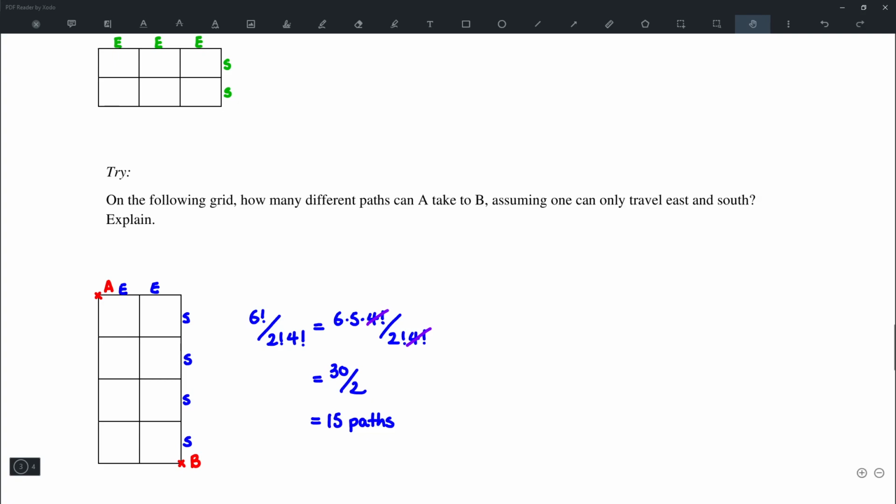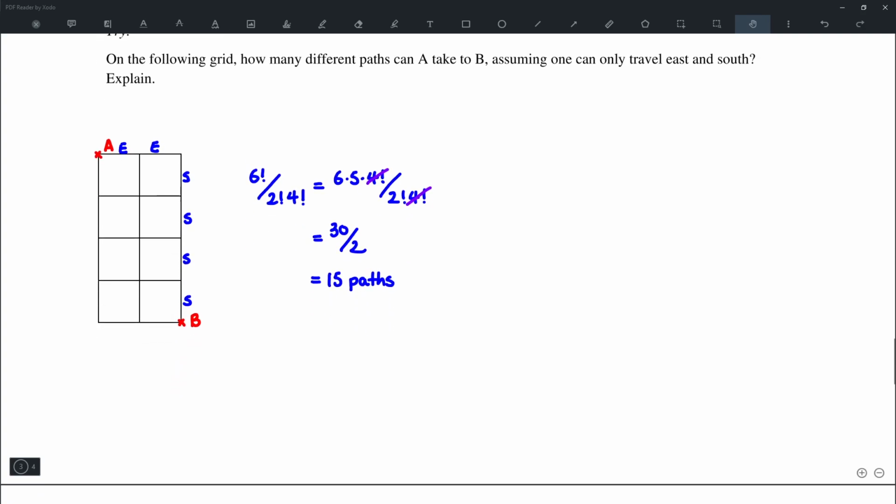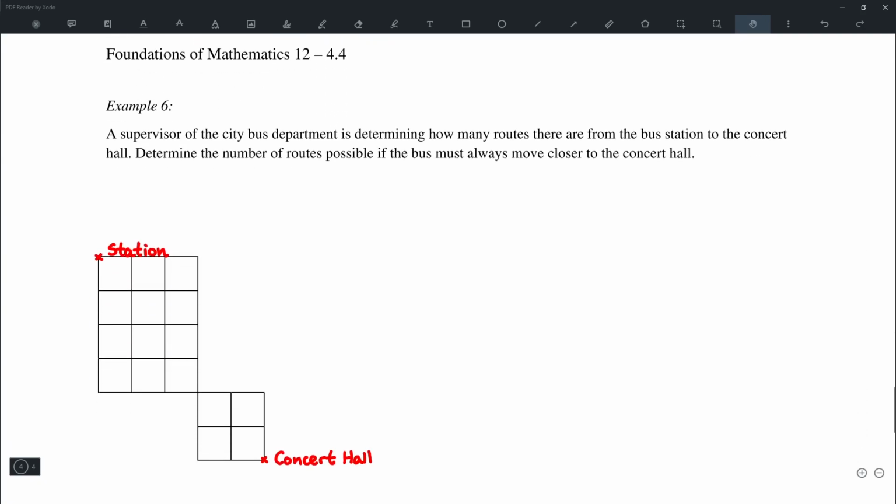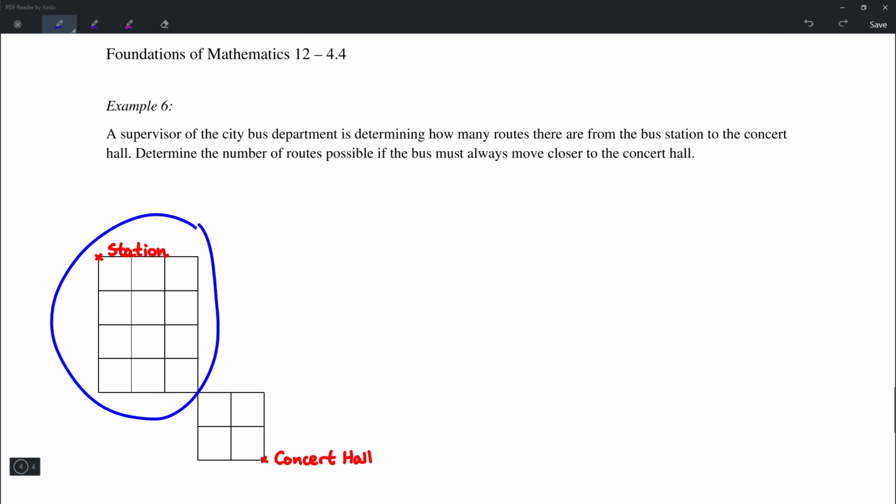Okay, so from there we can look at questions that are a little bit more complex. So here we have a bus that needs to go from the station to the concert hall. Notice that this diagram is not just a rectangle. There is a top part and a second part with a single point connecting the two right here. We'll call that point C.